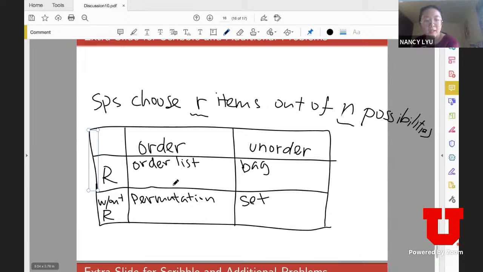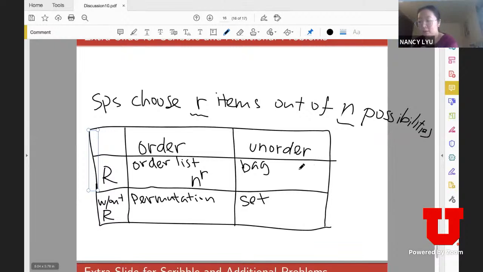Okay. And right now, here comes the key part. How do we write out the general formula for these? So if you have an ordered list and you want to choose R items out of N possibilities, does anyone know how you would write out the formula for this one? That would just be N to the power of R, right? Yes. N to the R power.